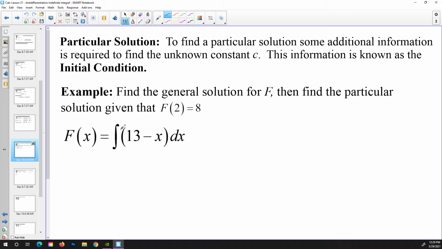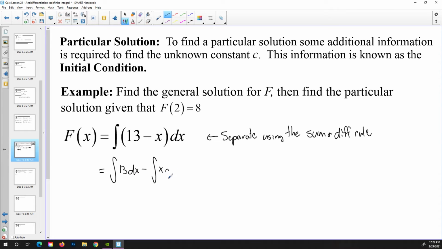We have a function that is defined as an integral. And so we're going to evaluate that integral to get the general solution, and then we'll use this additional piece of information to get the particular solution. So the first thing that I'm going to do is separate this using the sum and difference rules. And so this will be rewritten as the integral of 13 dx minus the integral of x dx.